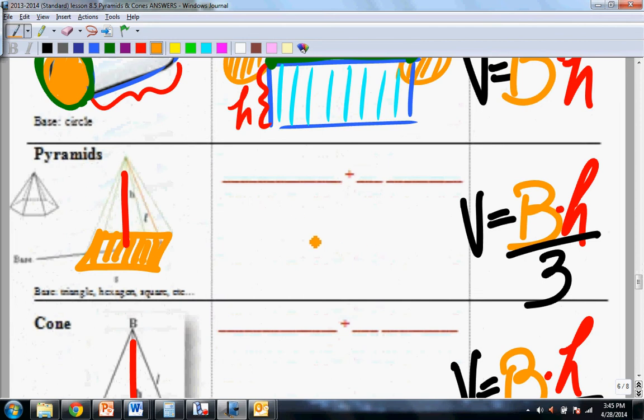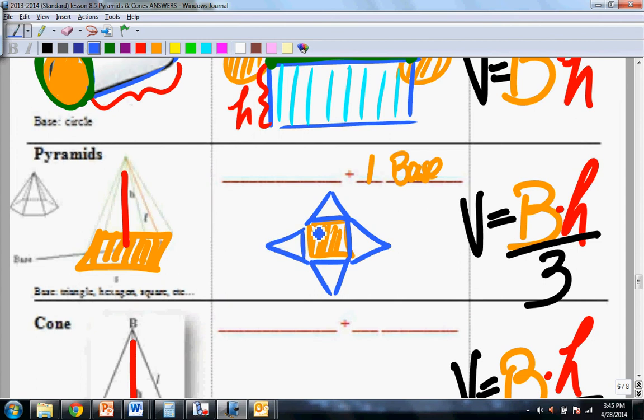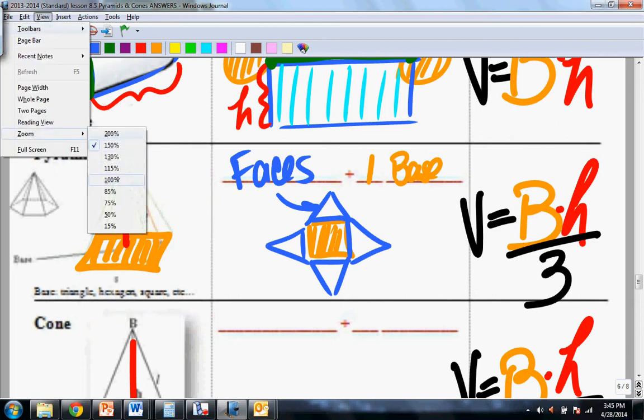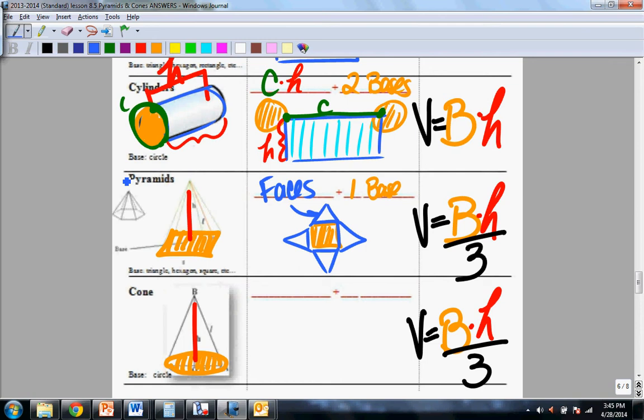Now for a pyramid, we only have one base. Only one base, and then we have the faces. So we have the area of the faces, plus only one base. Just like a pyramid, a cone only has one base, area of a base.